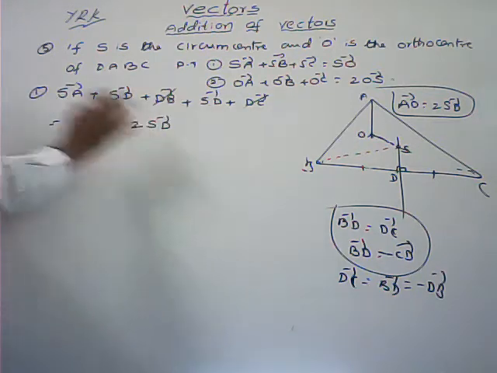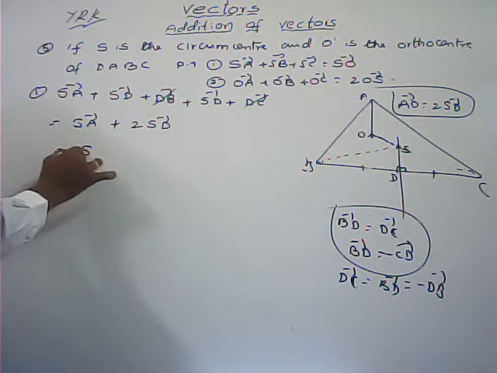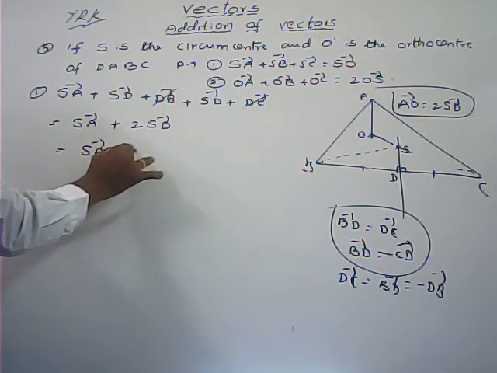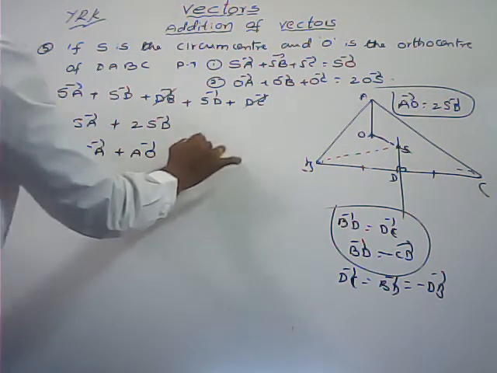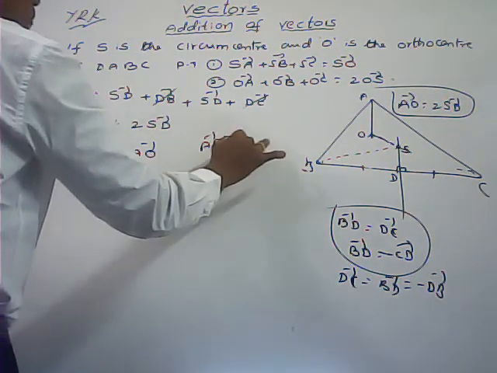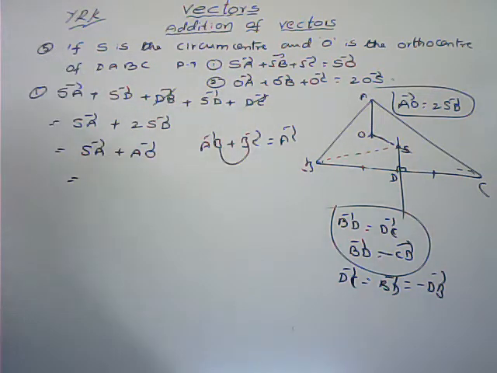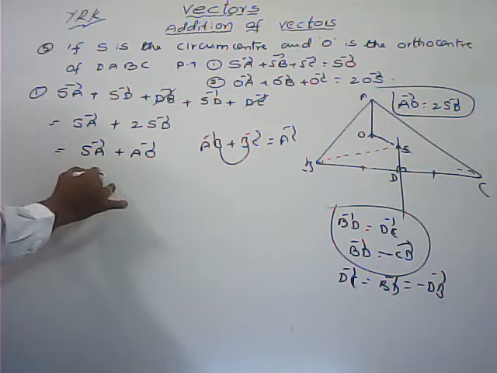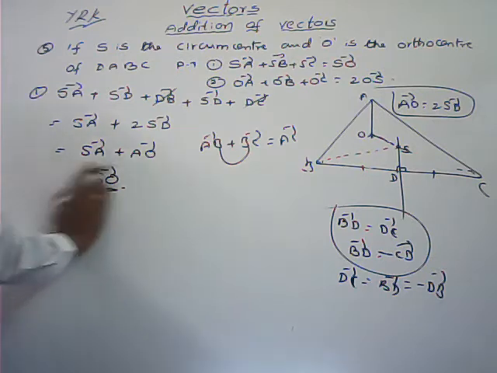So SD bar plus SD bar, that is 2 SD bar, we can write as AO bar only. SA bar plus AO bar. In the triangle law of addition I told you that AB bar plus BC bar is equal to AC bar. If these two are the same, we can combine them and write directly AC bar. Here also we can write SO bar. First one completed. Now how to do the second one?